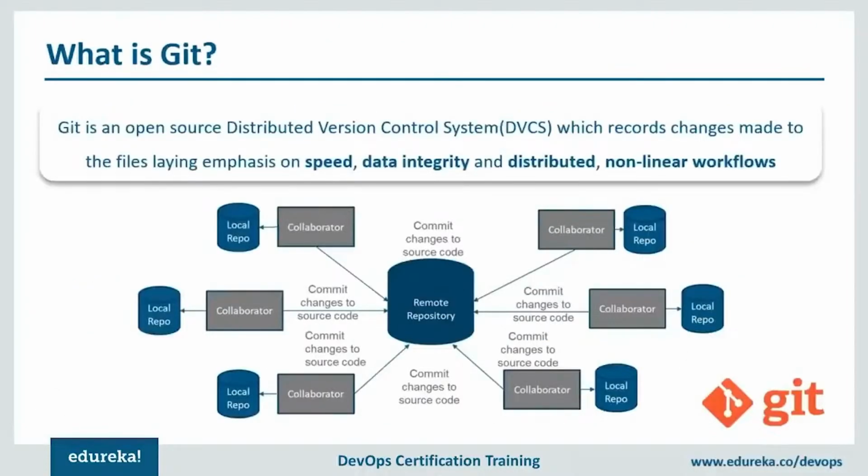Well, Git is an open source distributed version control system which records changes made to the files, laying emphasis on speed, data integrity, distributed, and non-linear workflows. So Git is the tool that you require to perform all these operations, and don't worry, I'll be telling you all about how to perform this operation using Git later in this tutorial. For now, just think of Git as the tool that you actually need to do all kind of version control.